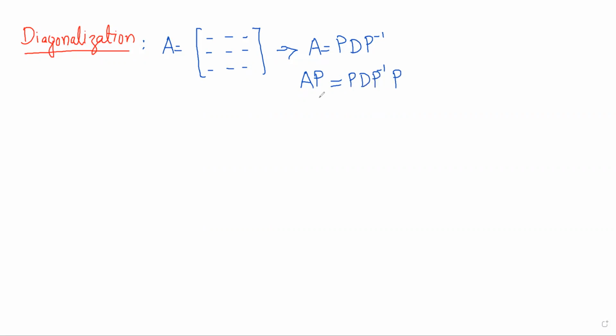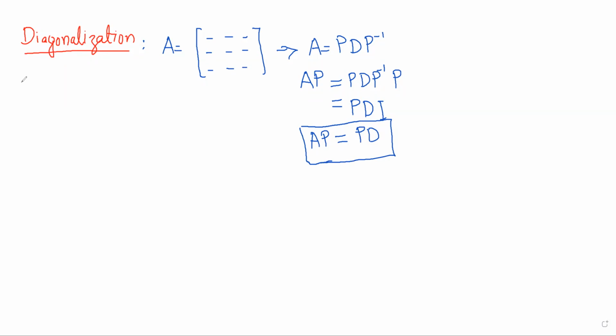On the right hand side, we have P inverse P. So PD, P inverse P, and P inverse P is the identity matrix. But we know that any matrix, for example PD, multiplied by the identity matrix will be the same matrix. So it will be PD. In this case, we get the expression AP is equal to PD. In this expression, we can see that there is no P inverse involved over here.